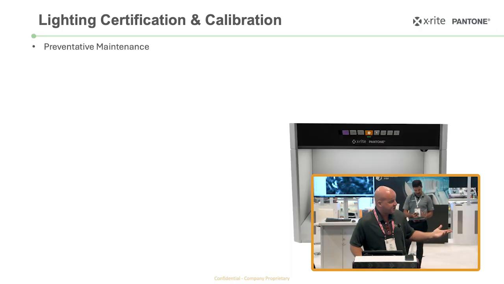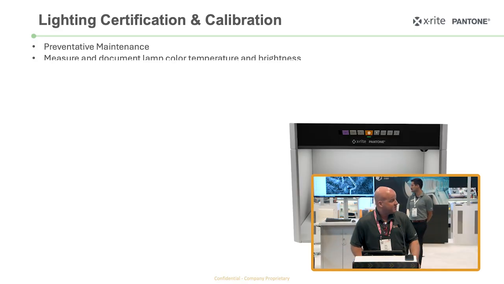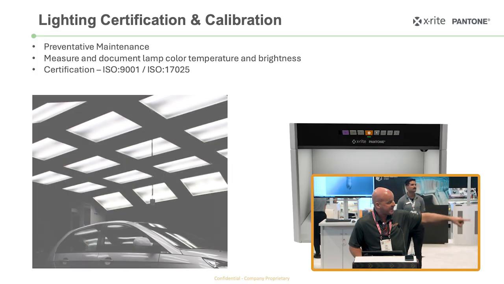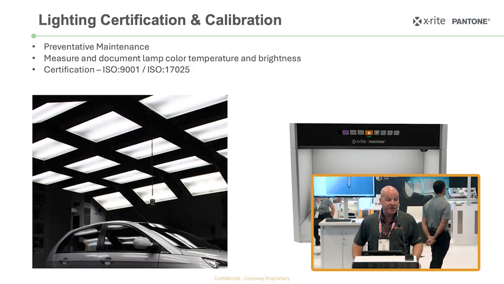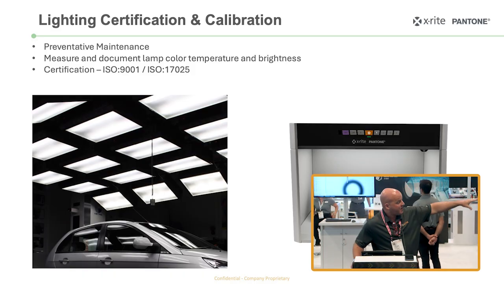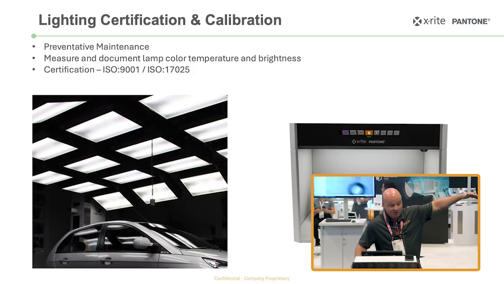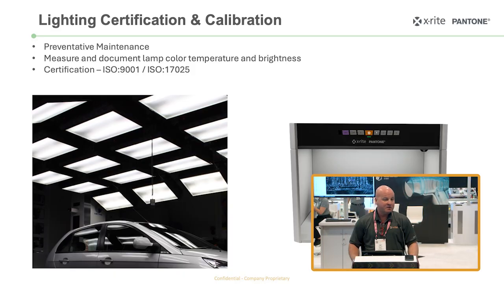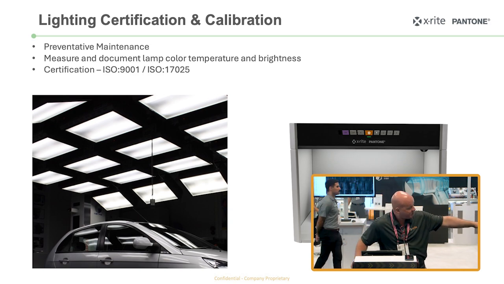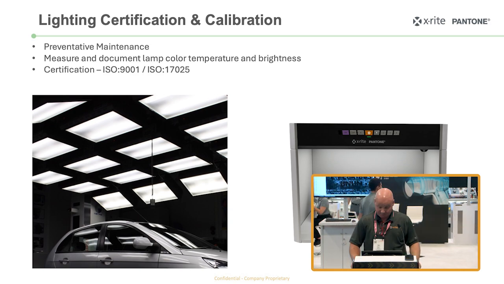Preventive maintenance, just make sure it's good, it works, it's certified. We measure and document the light color temperature, which is what I was talking about. And then you have all these ISO certifications. This is what I'm talking about, a harmony room. So these are the top of the light boxes that hang in a room that has a neutral surround, and so it is illuminating whatever's in there, just a big sample. Light boxes like this one, obviously you can't drive a car into those.